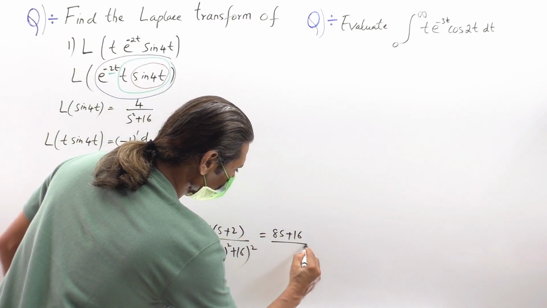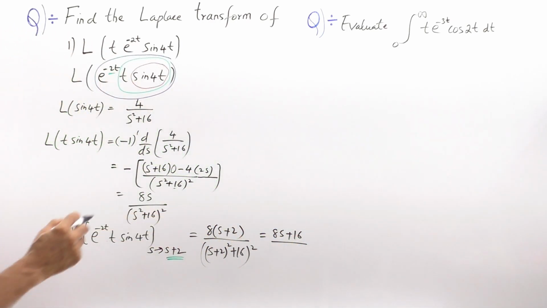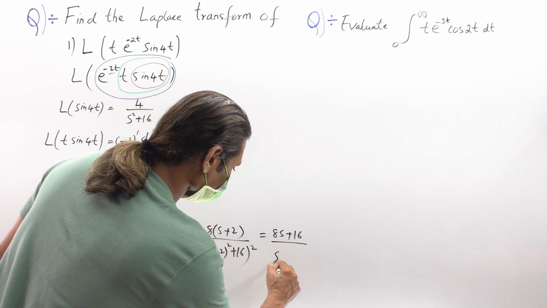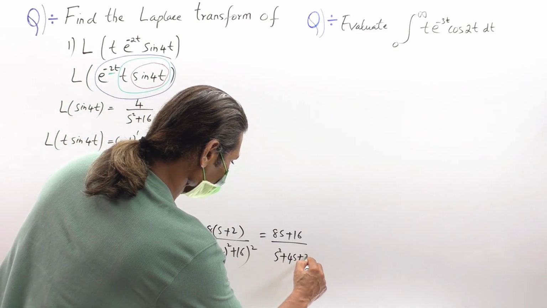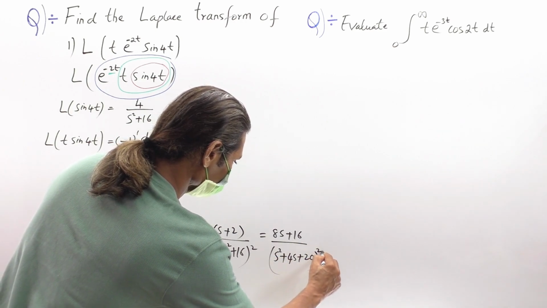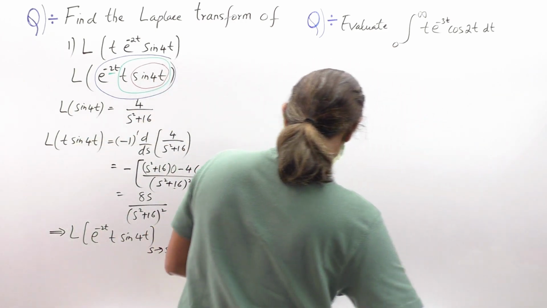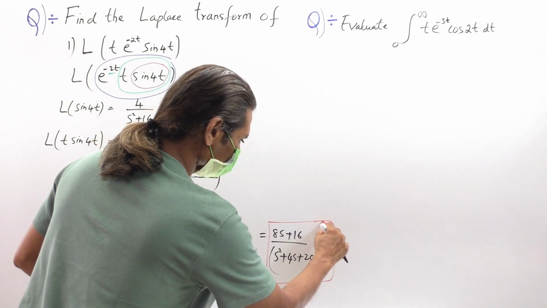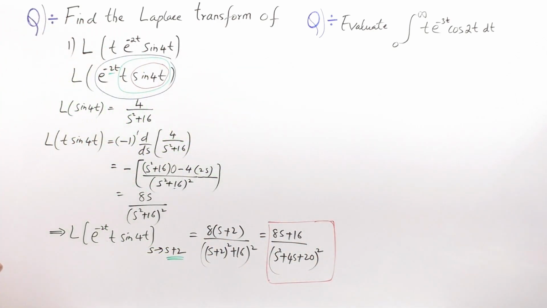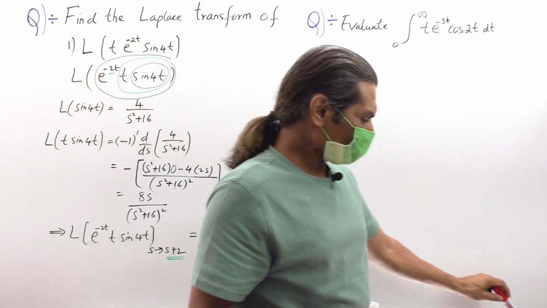It is better. 8s plus 16 divided by s plus 2 the whole square is s square plus 4s plus 4 plus 16 is 20 whole square. That's my answer. That's it. Okay, see how beautiful it is. Understood? This is how we solve it step by step. So they can give any questions here.